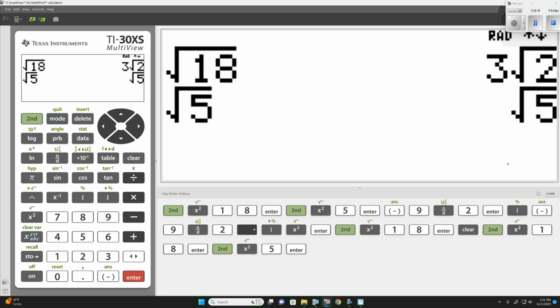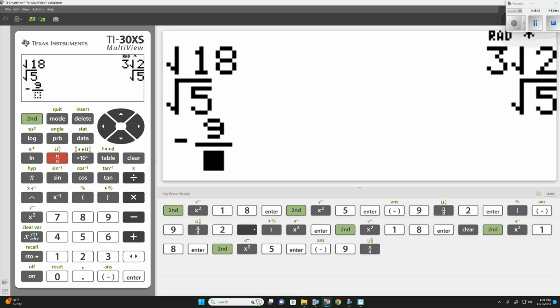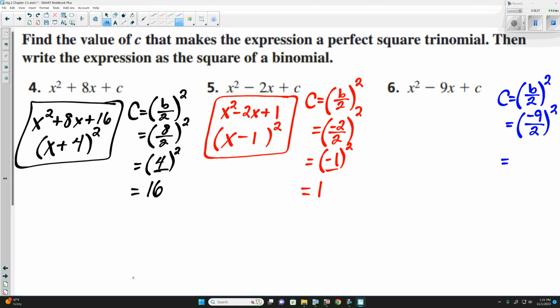And we can always plug it into the calculator, negative 9 over 2. I would use the fraction key and see what fraction we get. Here we just get negative 9/2. So we can leave it as that. Now we can square it, and we could do that in the calculator, and it would tell us that it's positive 81/4. So that tells us our perfect square trinomial would be x squared minus 9x plus 81/4.